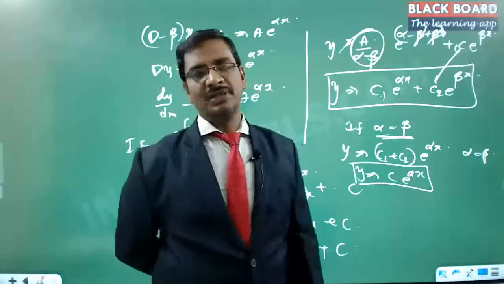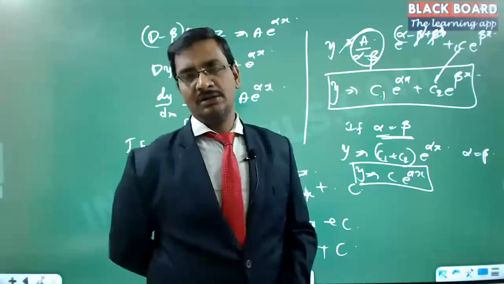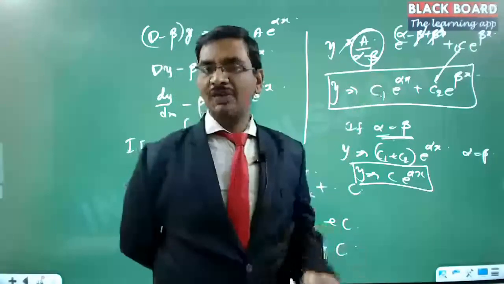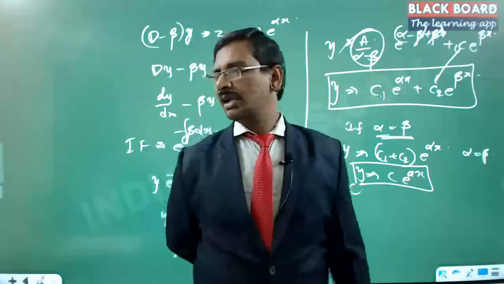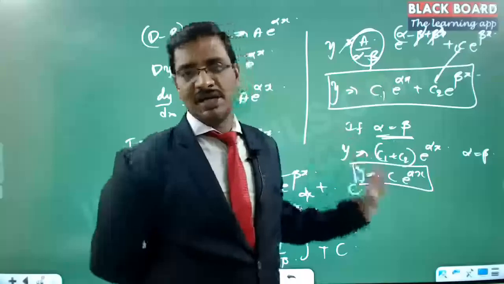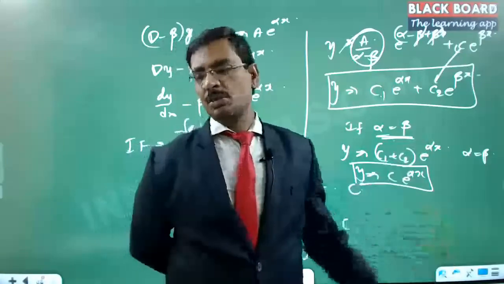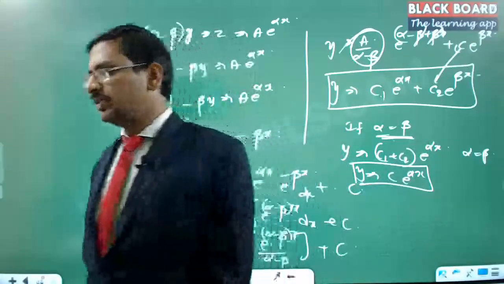Now, if alpha not equal to beta, we have identified the solution. If alpha equal to beta, then how can you identify the solution? Can you try to adopt the same procedure and derive, if alpha equal to beta, what is the probable solution? Make it fast. You do it now.